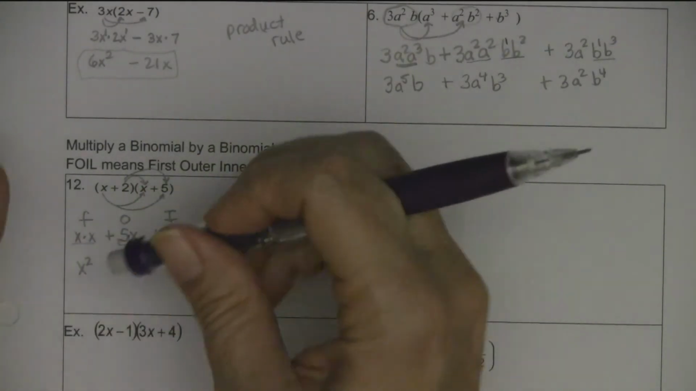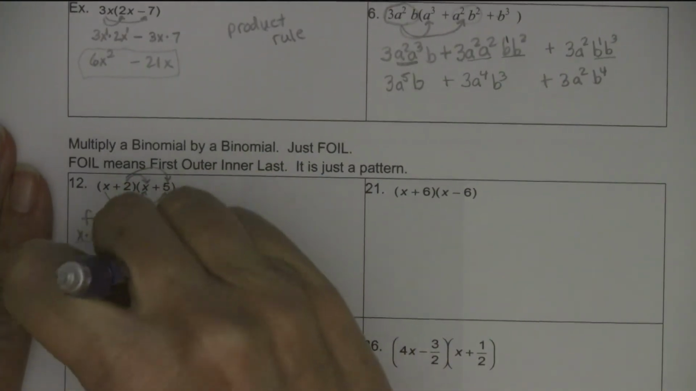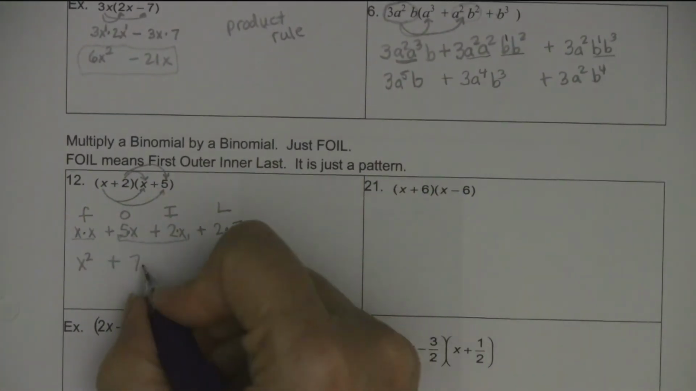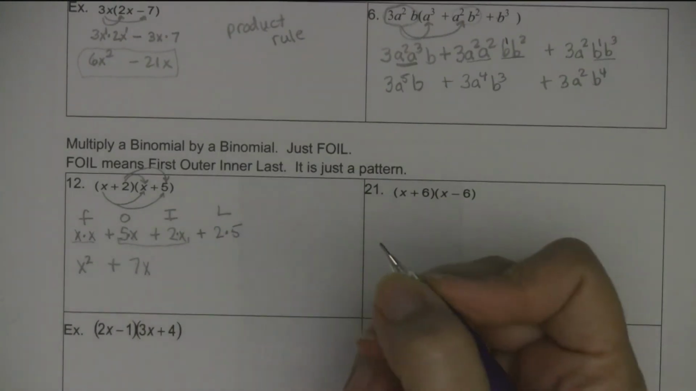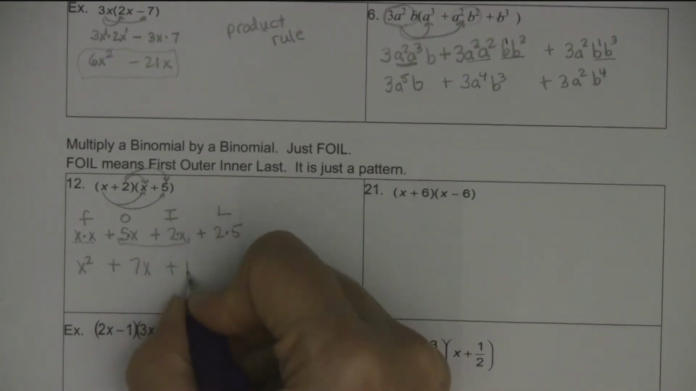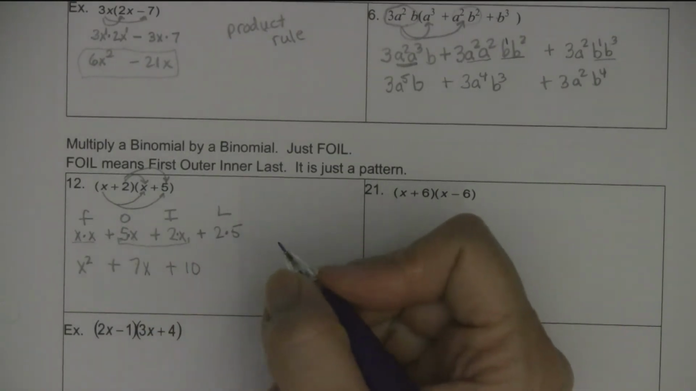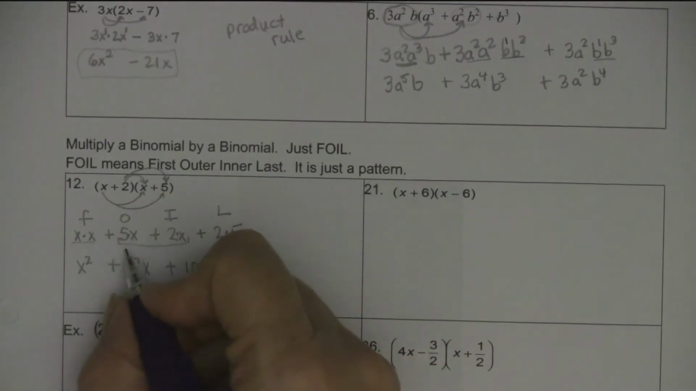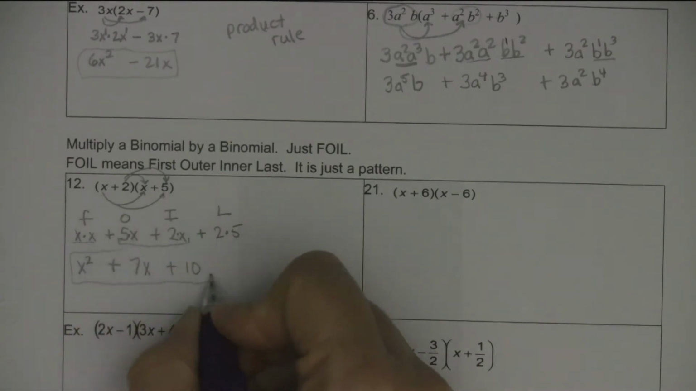When you add them, you add the number coefficients together on things that are like, and you attach the same like part. And so this is just 7x, and then plus 10. And then I'm all done. And so that's FOIL. Everyone loves FOIL. It's their favorite F word.